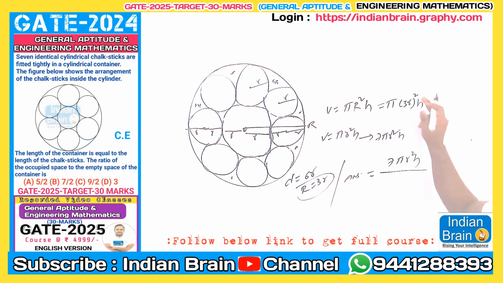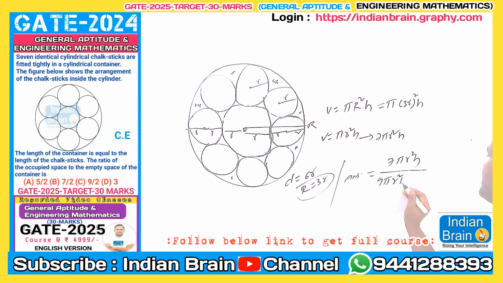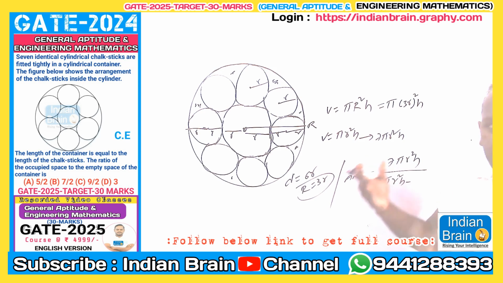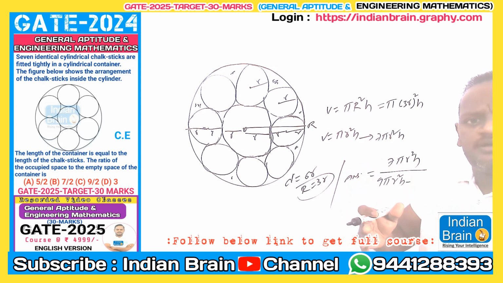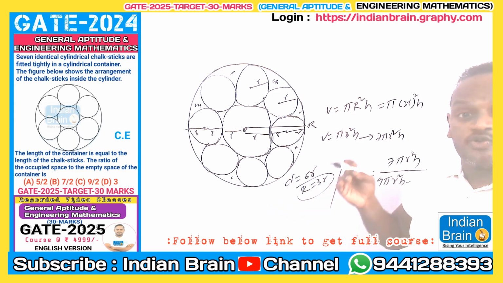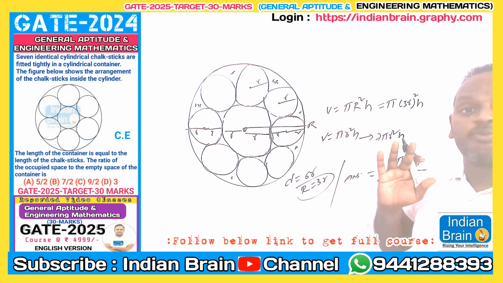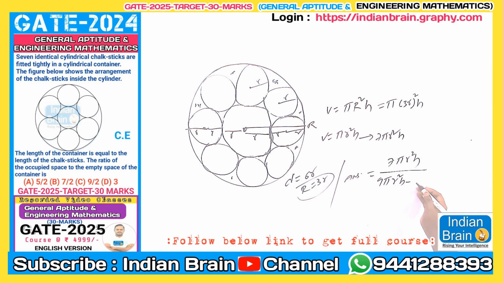Of course, if you multiply it clearly, 9 pi small r square h minus, we need to subtract the above value. Why? Because I want only the empty place. To find the empty place, we need to eliminate the occupied place. That's it. 7 pi small r square h. Of course, pi r square h will be common. That's why 9 minus 7 will be 2.